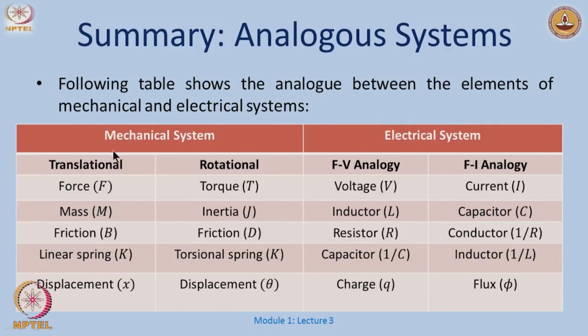Okay. To summarize, what we have done so far is to establish an analogy between the mechanical systems and the electrical systems, the force to voltage analogy or the force to current analogy. A similar analogy holds for the rotational domain, where I start from torque to voltage or torque to current, and this table summarizes the analogy between various elements, between the mass and the inductor or the mass and the capacitor, or the basic system variable, which is the displacement x here or the displacement theta, to the charge or the flux.